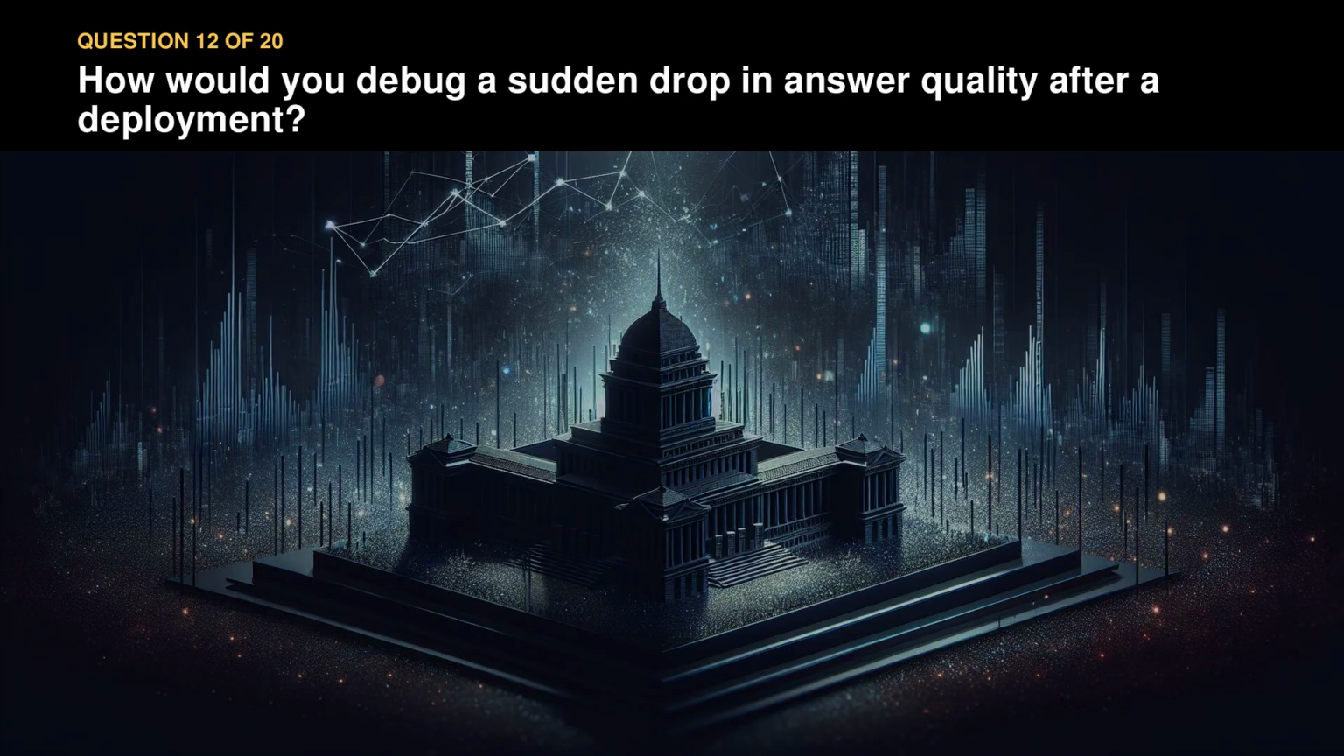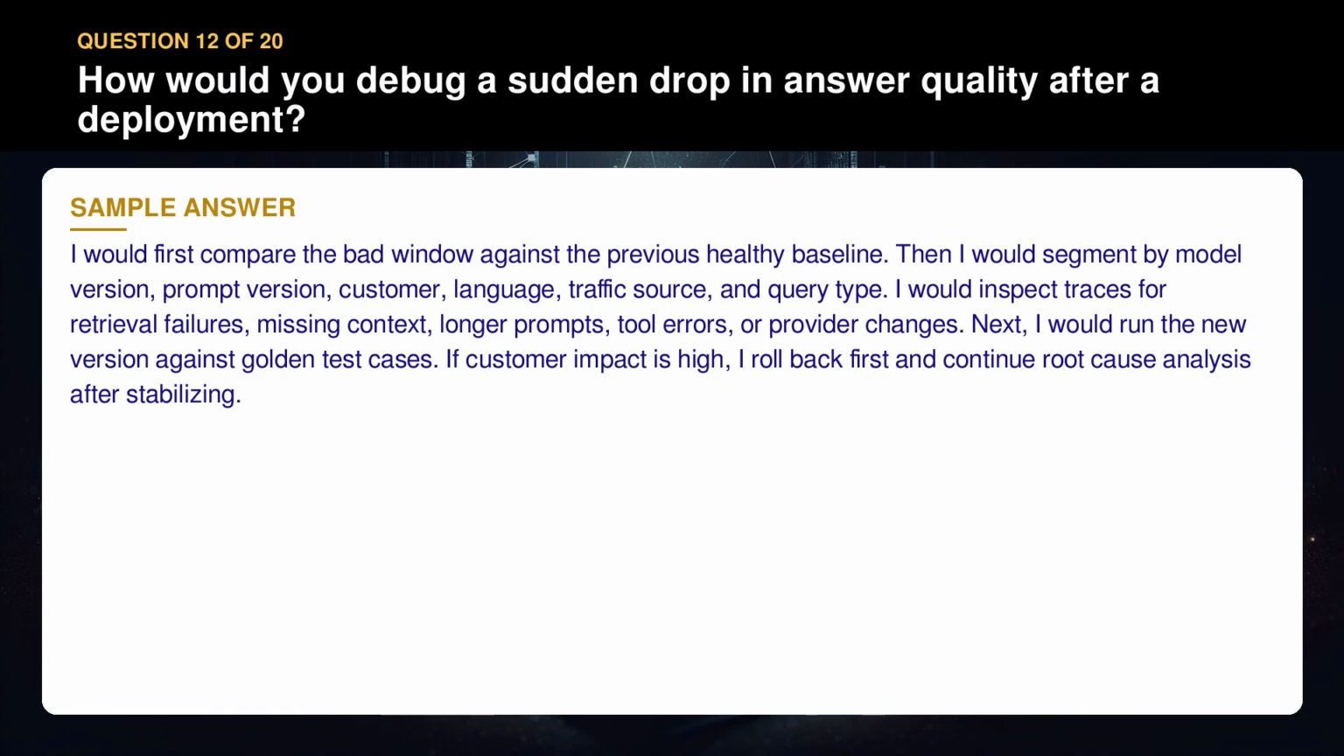Question 12. How would you debug a sudden drop in answer quality after a deployment? I would first compare the bad window against the previous healthy baseline. Then I would segment by model version, prompt version, customer, language, traffic source, and query type. I would inspect traces for retrieval failures, missing context, longer prompts, tool errors, or provider changes.